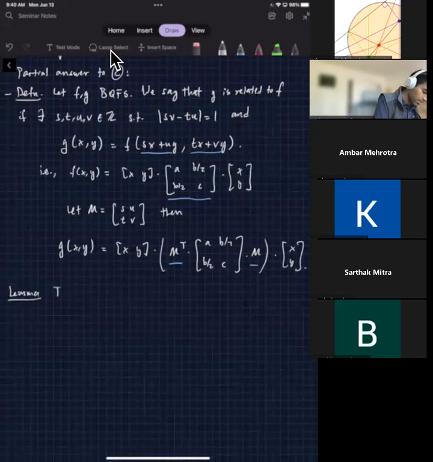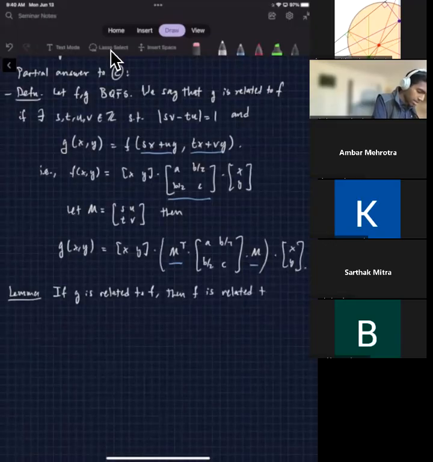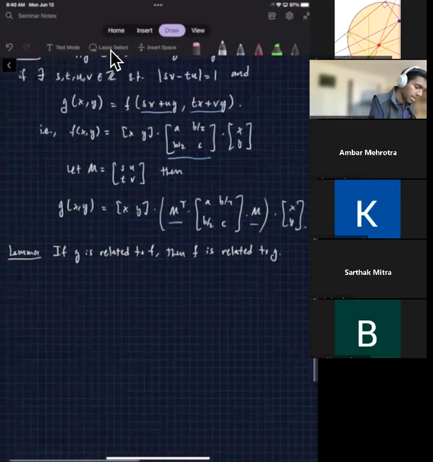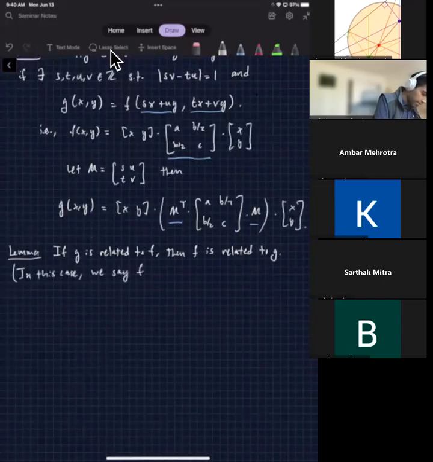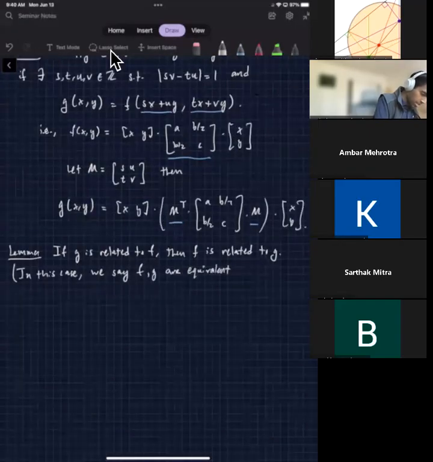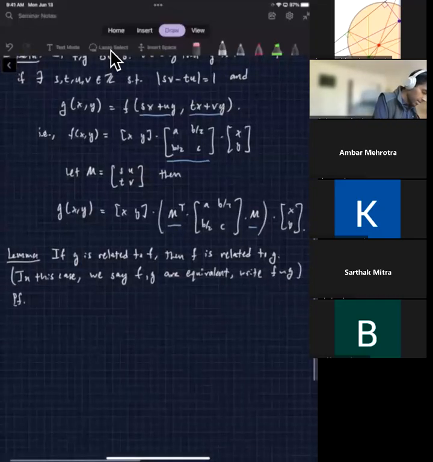Lemma. If G is related to F, then F is related to G. In this case, we say F and G are equivalent, and we write F tilde G to indicate that they're equivalent. So let's prove this.